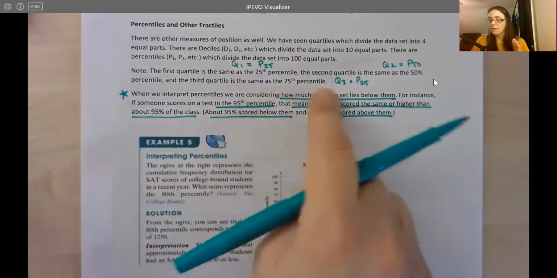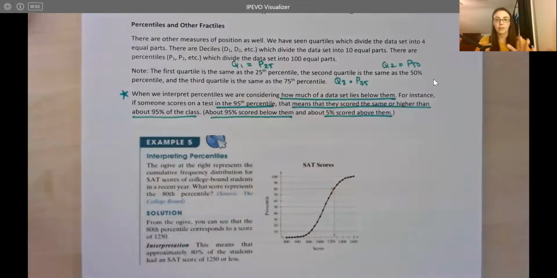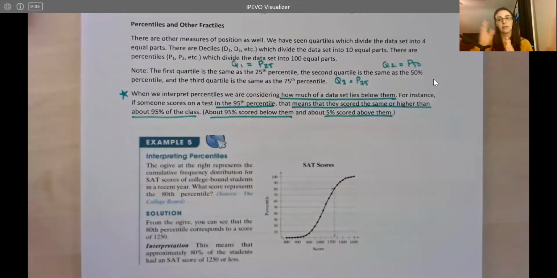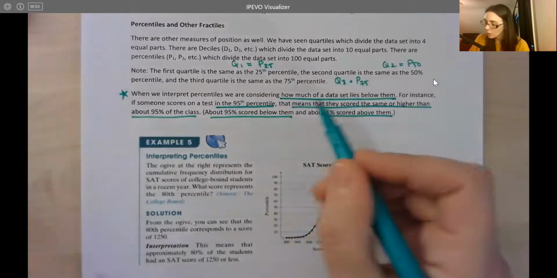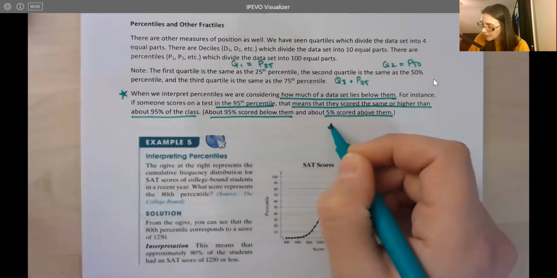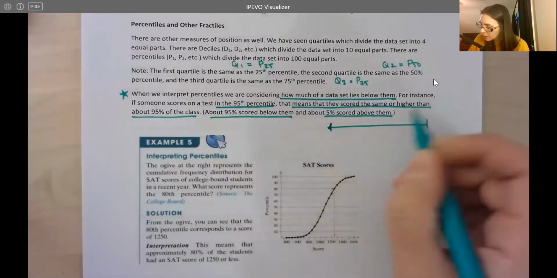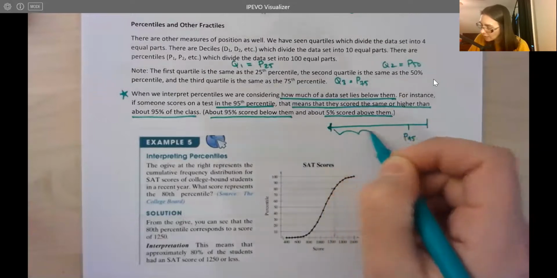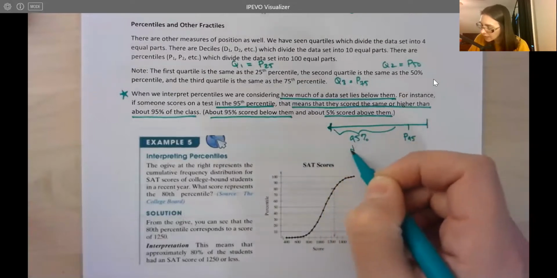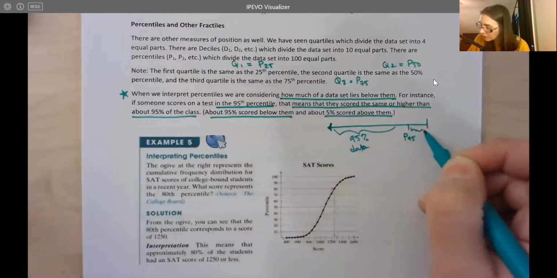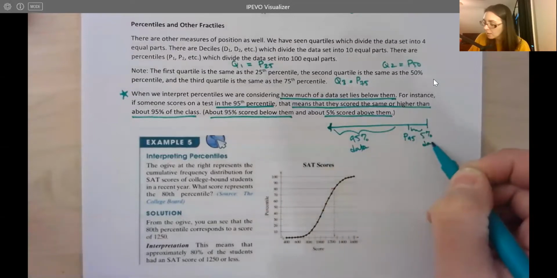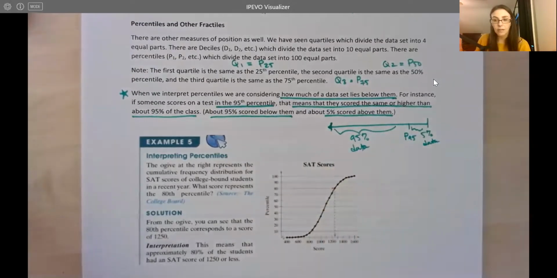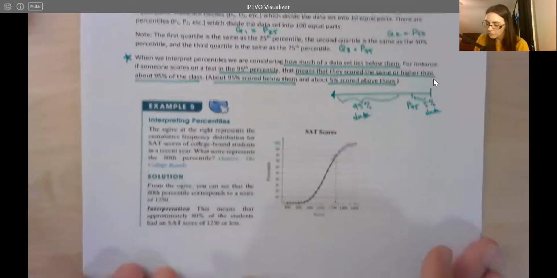So if I say the 25th percentile, that means 25% below the cutoff, 75% above the cutoff. If I say 50%, that's right in the middle, 50-50 on each side, okay? So when we're talking about a 95% cutoff, for instance, P95, then this means you have 95% of your data here, and then only 5% of your data higher than it, okay? So that's how we interpret it.